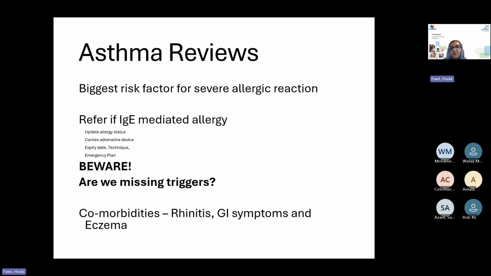In these children as well, review their asthma because this is a high risk for anaphylaxis. So we need to be aware of what is triggering the symptoms, and as well manage the comorbidities of rhinitis, GIT symptoms, and eczema.